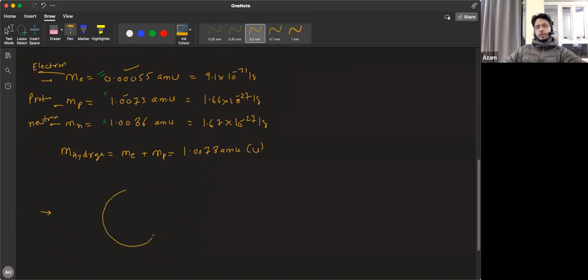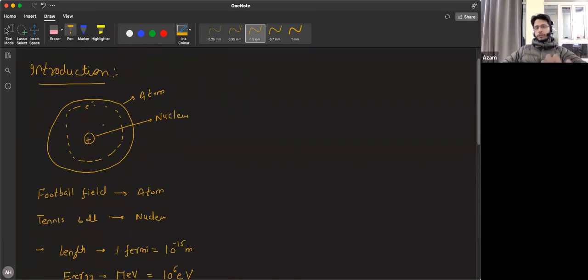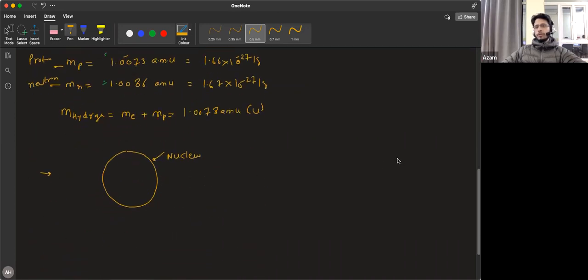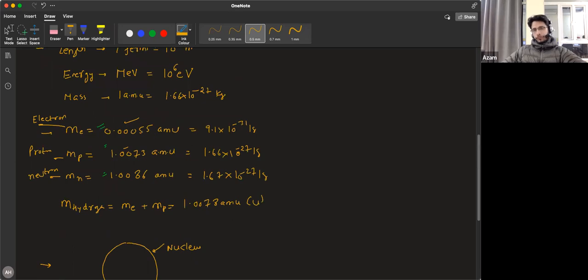So if I take a nucleus, now we will not consider electrons. We have already studied the entire atom. Now we'll study just this nucleus. So if I look at this nucleus, what are the constituents of the nucleus? The mass of electron is 0.0055. So what are the constituents of the nucleus?